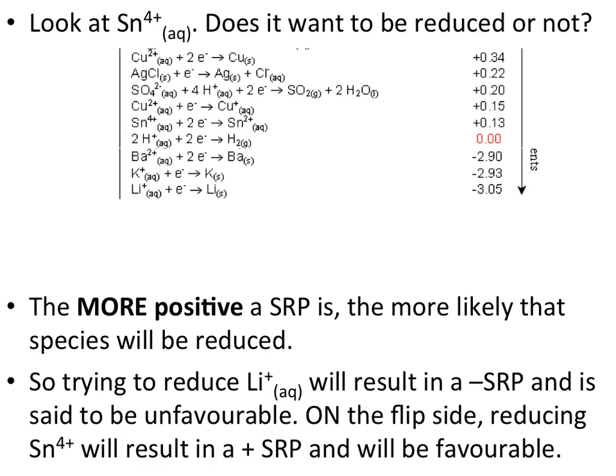But let's compare these two, for example. Let's look at barium 2+ and lithium 1+. What's happening is that the magnitude is also important, because here we have a negative 3.05, here we have a negative 2.9, so both of them are negative values, but if one of these had to be reduced, it would be this one here, because it puts up, in a sense, less of a fight than the lithium, because it has this less negative value. So again, the more negative, the more it does not want to be reduced.